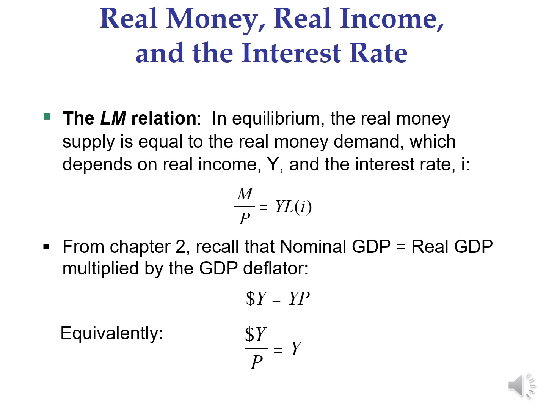From chapter 2, recall that nominal GDP equals real GDP multiplied by the GDP deflator. So equivalently, $Y equals Y times P, or $Y by P equals Y. This is the concept where we discuss that nominal GDP equals real GDP times the price level.